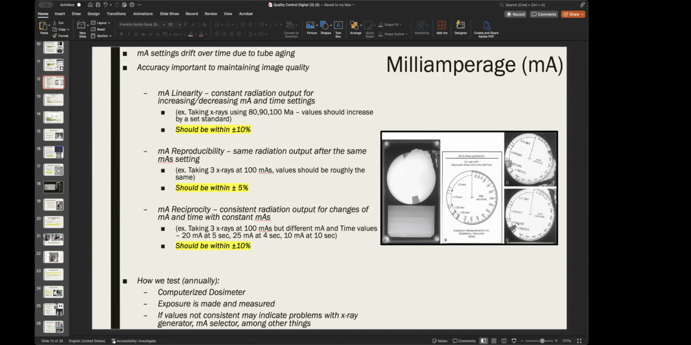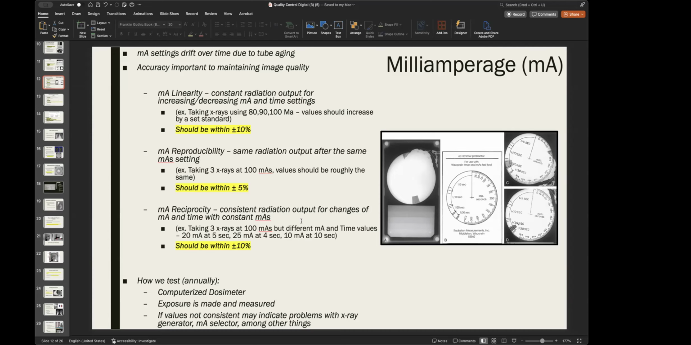Reproducibility, this is the easy one. You're going to take the same exposure multiple times and then record the output. So it's similar to taking 3 X-rays at 100 mAs. The value should be roughly the same, plus or minus 5% of each other when you measure the amount of radiation output.